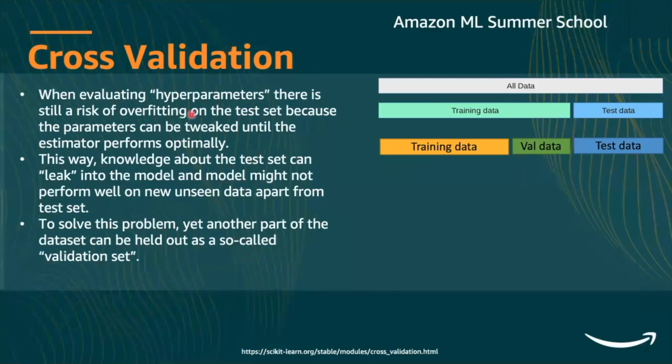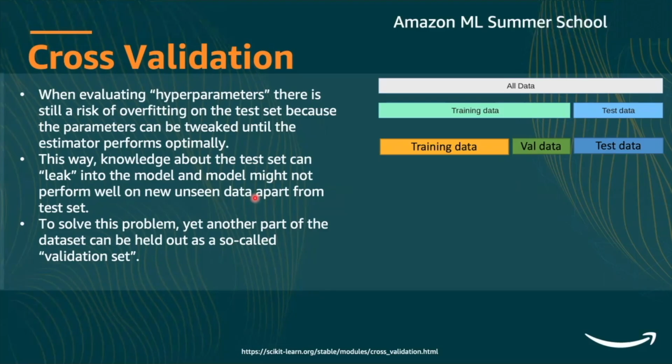However, when evaluating the hyperparameter, there's still a risk of overfitting on the test set, because the parameters you have tuned are on the test set only. This way, the knowledge about the test set can leak into the model, and the model might not perform well on new unseen data apart from the test set. So you have taken one test set, performed everything there, and selected the best parameter. However, when you go to real life data, the model would fail because it has been tweaked the best for the test set only.